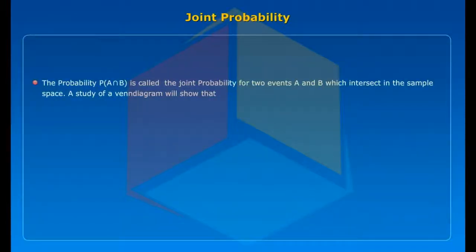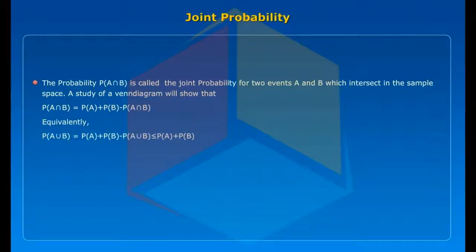Joint probability. The probability P of A intersection B is called the joint probability for two events A and B which intersect in the sample space. A study of a Venn diagram will show that P of A union B is given as P of A plus P of B minus P of A intersection B. Equivalently, P of A union B is equal to P of A plus P of B minus P of A intersection B, which is less than or equal to P of A plus P of B.